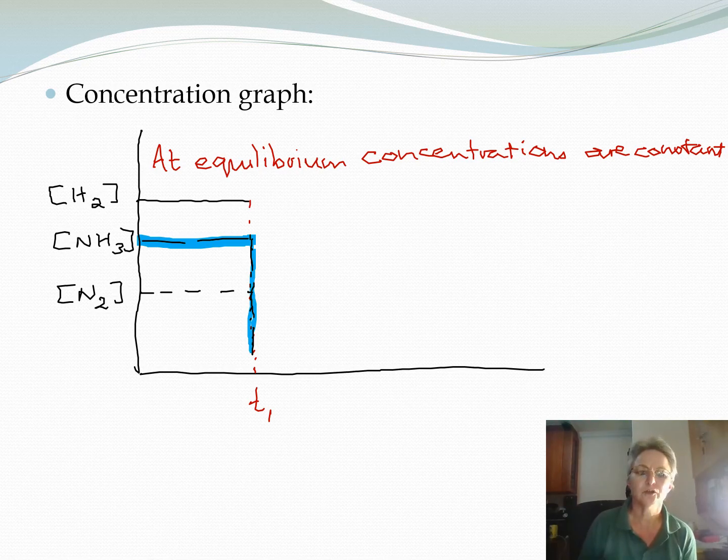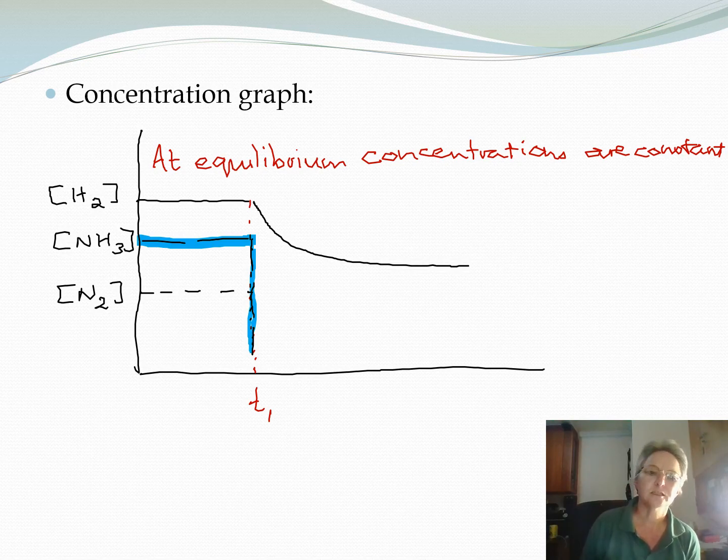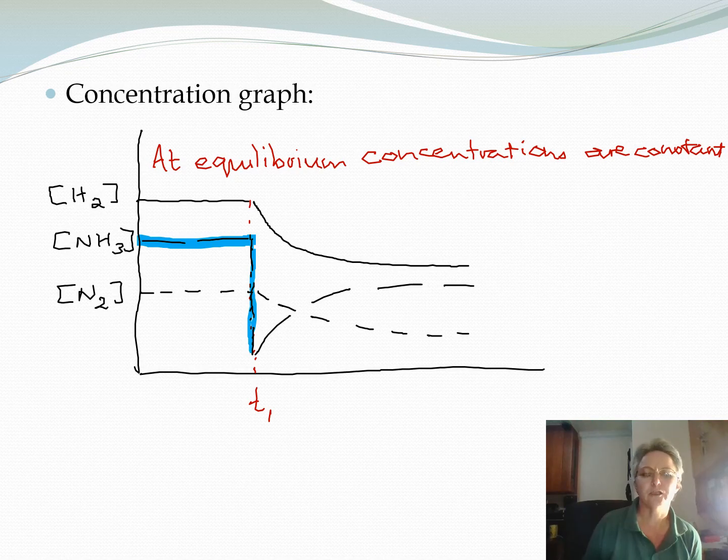What is going to happen to the concentration of the hydrogen? Because the forward reaction is favored, the concentration of the hydrogen will be decreased. As the forward reaction is favored, the concentration of the nitrogen will be decreased, and the amount of ammonia will increase to form a new equilibrium.